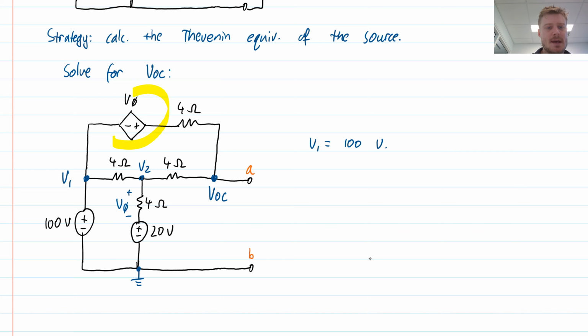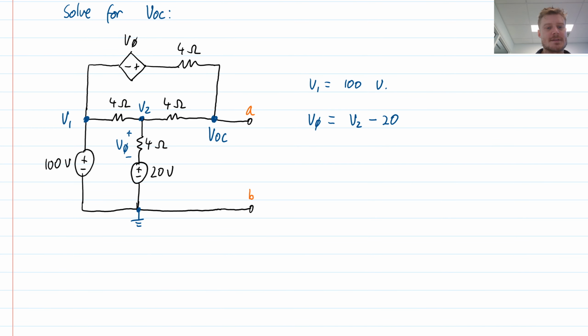I also have a dependent source, which depends upon the voltage across this 4 ohm resistor. Expressed in terms of my node voltages, this V phi is going to be node voltage V2 minus 20. There's a 20 volt source on the bottom side of that V plus, and that connects directly to ground. So clearly the point in here is at 20 volts with reference to my reference node, and so V phi is V2 minus 20. With all that information in hand, I can go ahead and analyze this circuit.